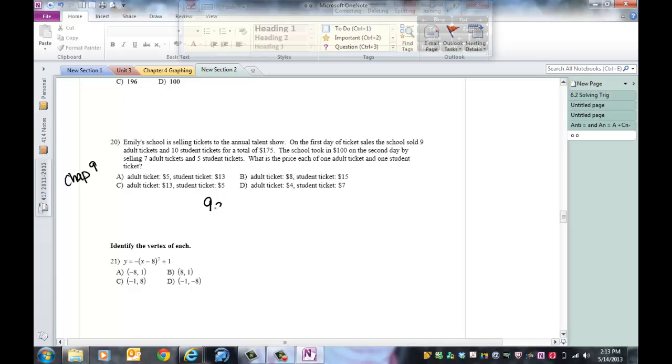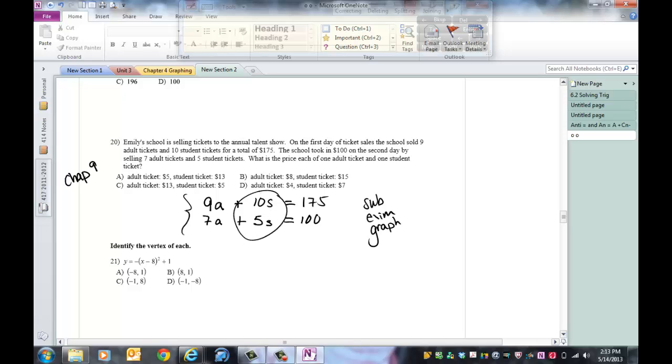So 9 adult tickets and 10 student tickets gave me $175. The next day, the school took in $100 by selling 7 adult tickets and 5 student tickets. That's an S, not a 5. What's the price of each? Well, here's your system. You can go ahead and solve this by substitution. You can solve this by elimination, which I think probably would be your easiest one. Or if you wanted to solve for one of your variables and plug them both in, you could actually graph this if you wanted to. But I do think this would be easiest to go ahead and solve for using your elimination.